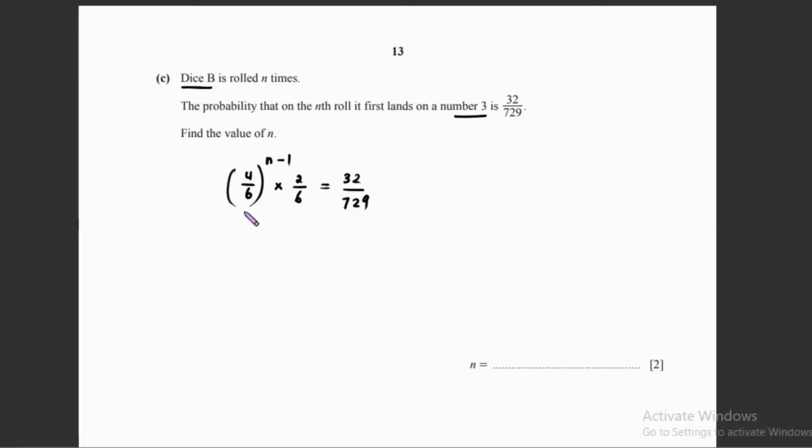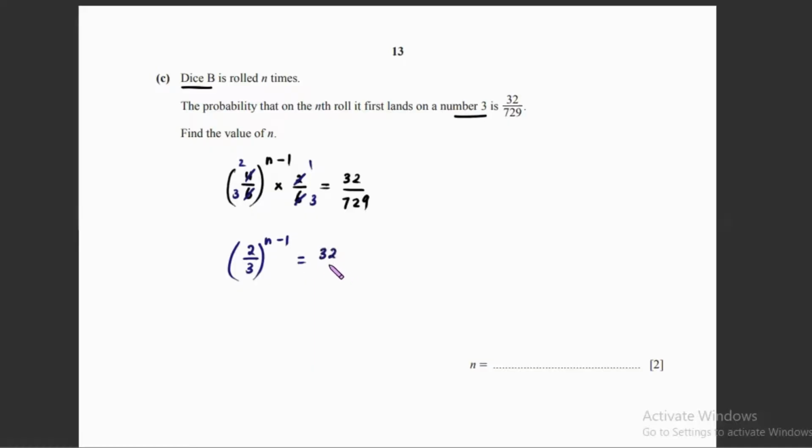I can simplify this 4 and 6 here by dividing both by a 2. So I get 2 and 3 here. And this 2 and 6 can be simplified as well. So I get a 1 and a 3. So I can write this as 2 over 3 to the power n minus 1. And I'm going to take this 1 over 3. So I can just take the 3 to the other side that is being divided. So when I take it to the other side, it gets multiplied.